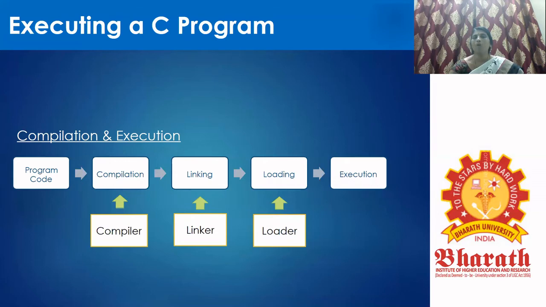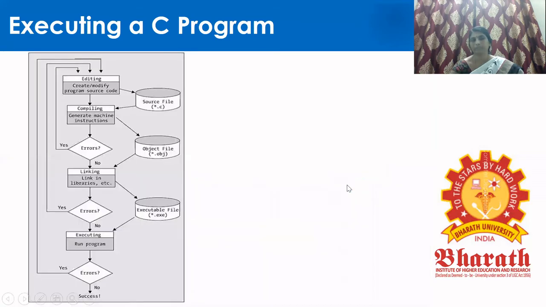Next, we will see how a C program gets executed, the process involved from compilation to execution. The first thing is the program code, then comes the compilation. The compilation is performed by the compiler, and then comes the linking to the header files by the linker, then loading by the loader, and then at last comes the execution.